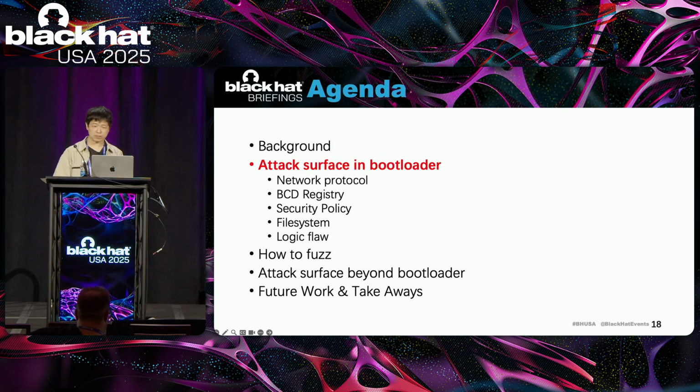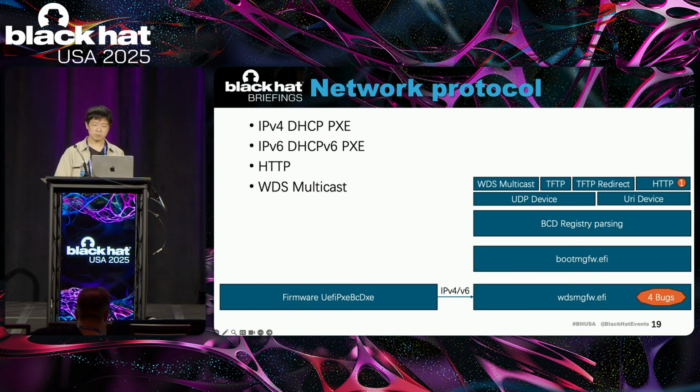So let's go to our next section today, the attack surface in bootloader. We'll begin with an introduction to network protocols. In the bootloader, 4 main network protocols are used, including IPv4, IPv6, TFTP, HTTP, and the WDS multicast protocol. During my research, I found that the protocol stack is the most secure part of the bootloader. I have only found 6 vulnerabilities in the bootloader protocol stack.